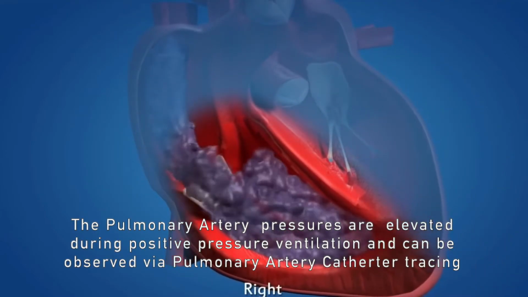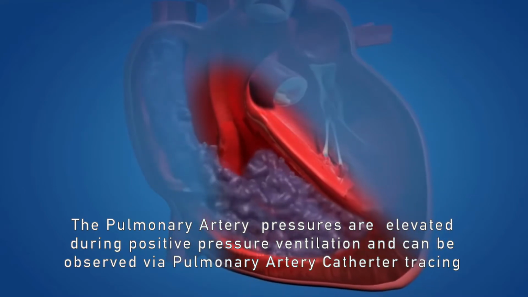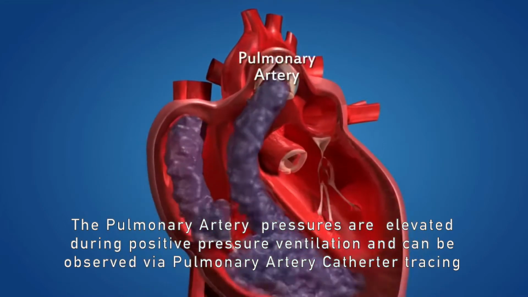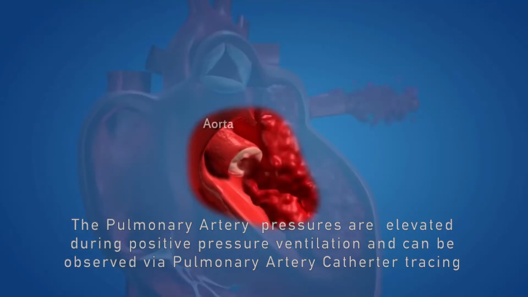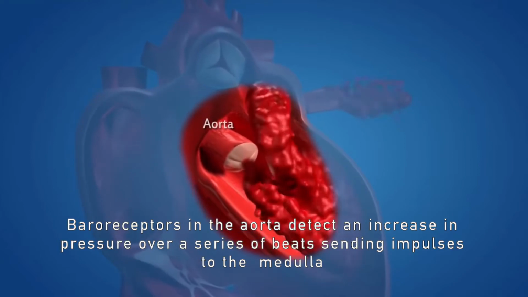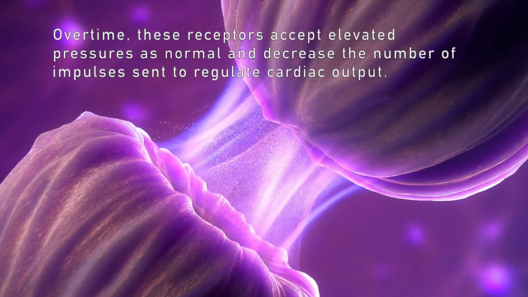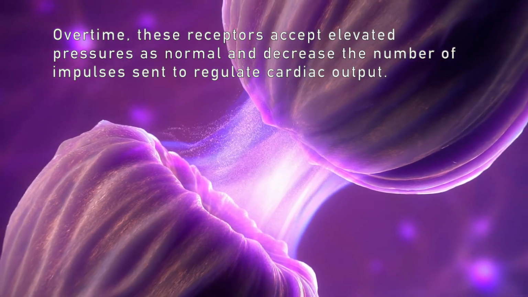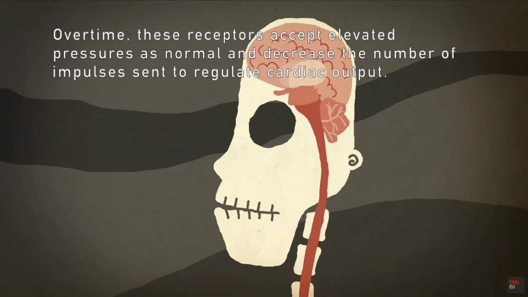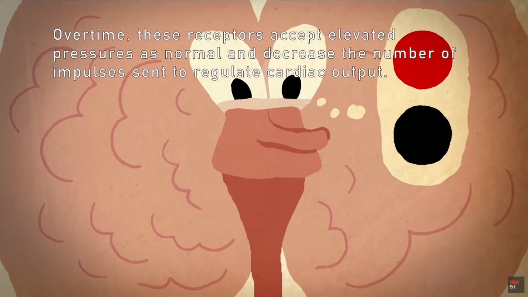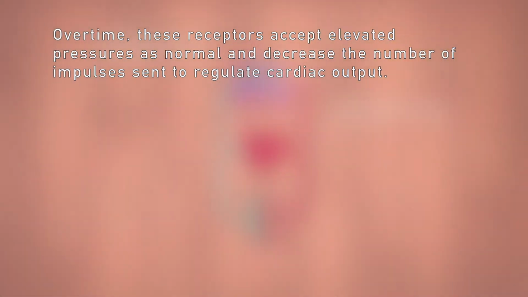The pulmonary artery pressures are elevated during positive pressure ventilation and can be observed via pulmonary artery catheter tracing. Baroreceptors located in the aorta detect an increase in the pressure over a series of beats and send impulses to the medulla. Those receptors over time accept the elevated pressure as normal and decrease the number of impulses sent to the medulla to regulate cardiac output.